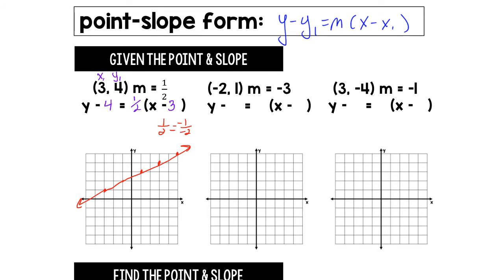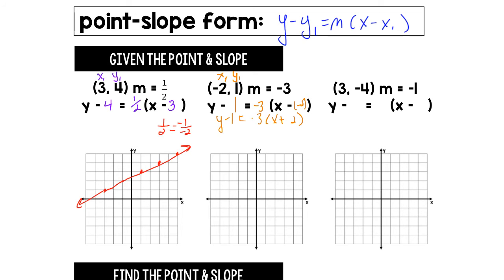All right, let's do another. We're going to list -2 as x1, 1 as y1, and we know m. So we've got y minus y1 equals m times x minus x1. Well, let's simplify. Y minus 1 is -3 times x plus 2.